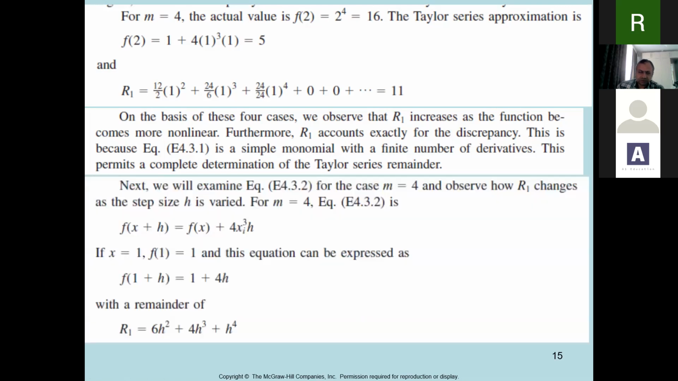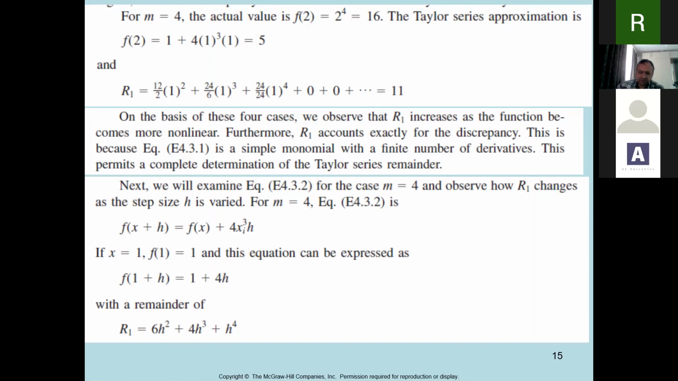Okay. So with this, we can also see, for m is equal to 4, how R1 changes as the step size h is varied. If you include the values of h over here and calculate the remainder in terms of h, we can see that the remainder can be represented as 6h square plus 4h cube plus h4. So that means in terms of the step size. This is the effect of the step size.